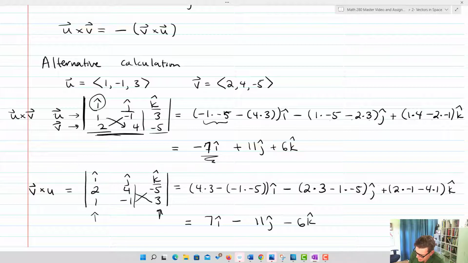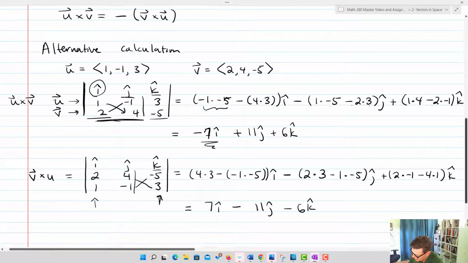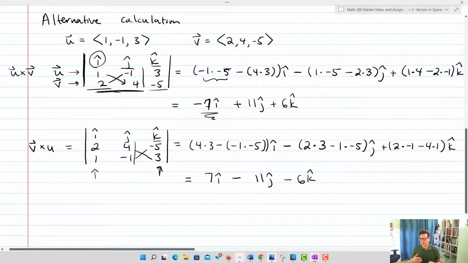So notice v cross u and u cross v, used in this method, are also negatives of each other again, right? We're going to have that property. That property is called being anti-commutative. Okay, so it's going to end up being anti-commutative. All right, so now we've got another result that is actually going to be really handy for us.